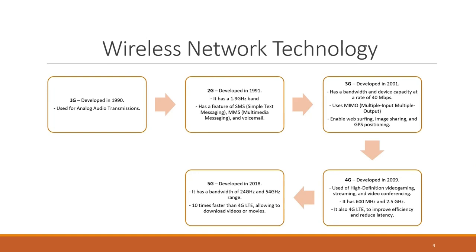And now we will go to the latest, the fifth generation, which was developed in 2018. It has a bandwidth of 24 gigahertz up to 54 gigahertz range, and it's 10 times faster than 4G LTE, allowing you to download videos or movies in less than a minute or in seconds.